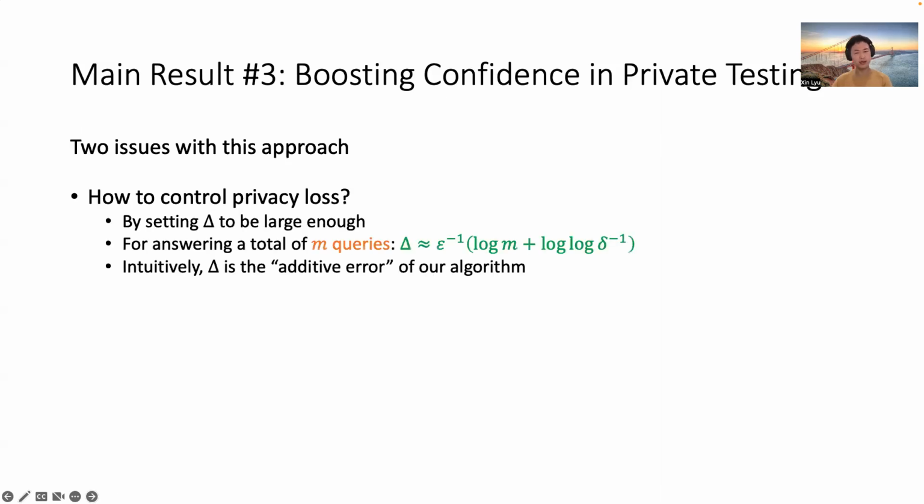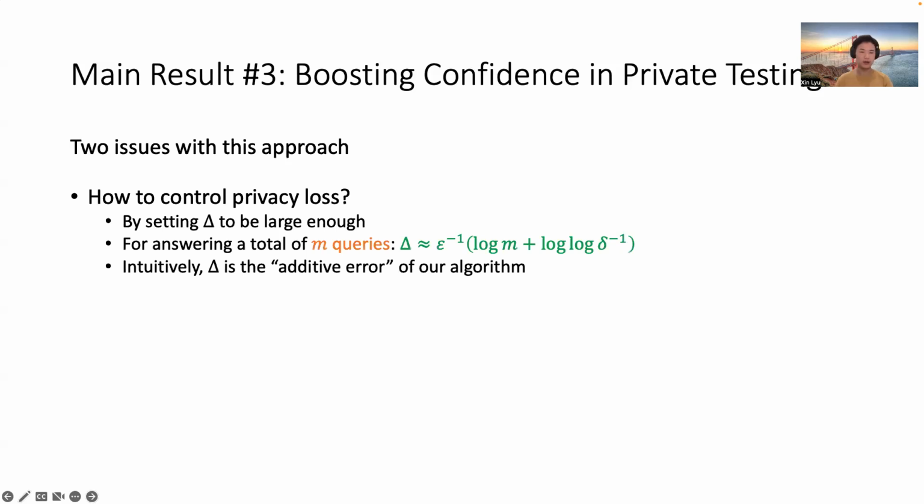To make this work, there are many technical details we need to fill in. But here are two most significant issues that I would like to highlight. By explaining these two issues, I hope to convince you that our approach is a plausible one. The first issue is how to control the privacy loss in our algorithm.